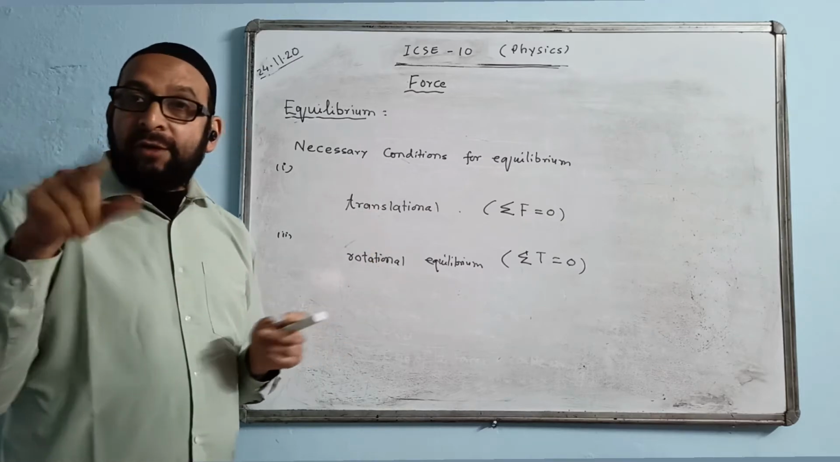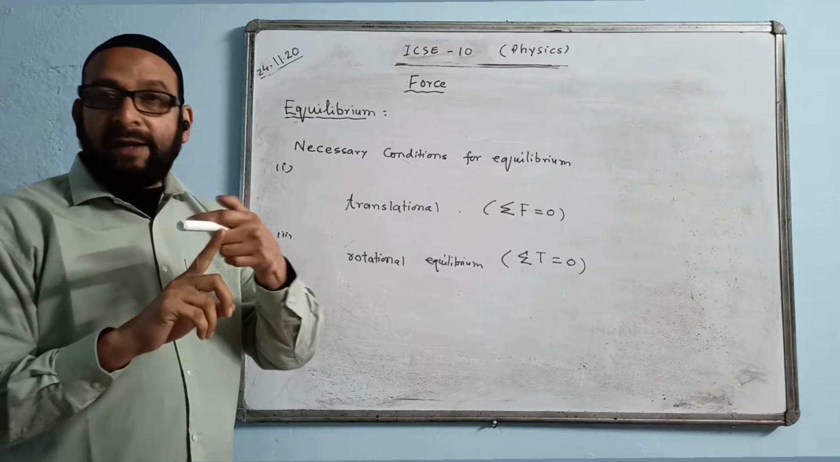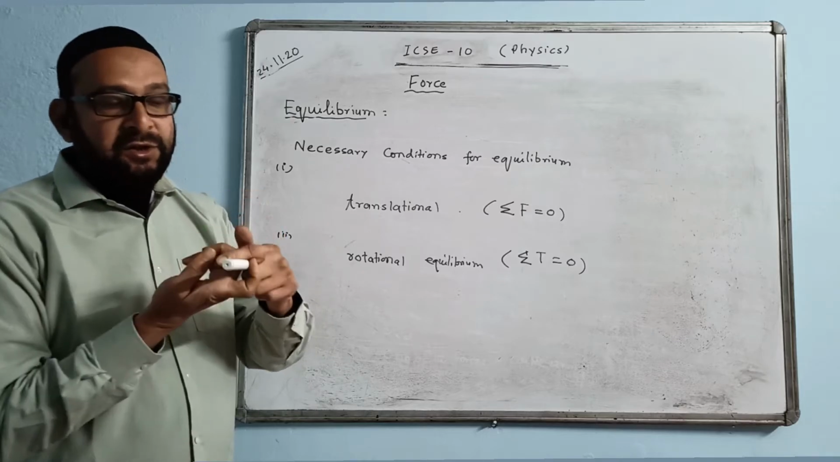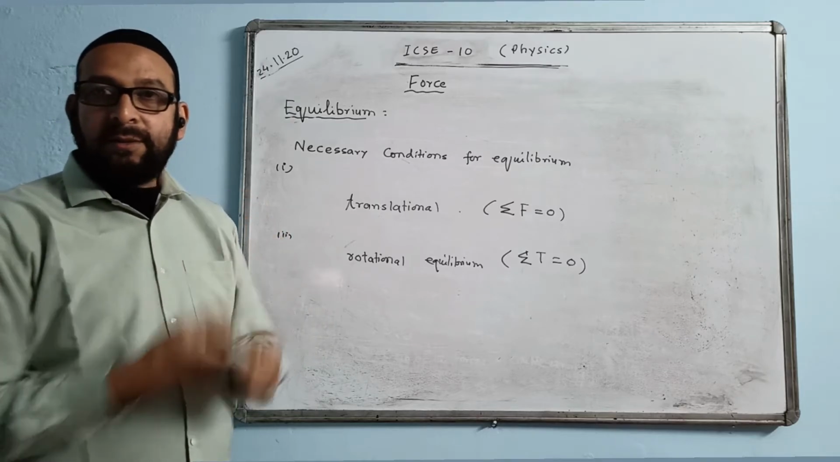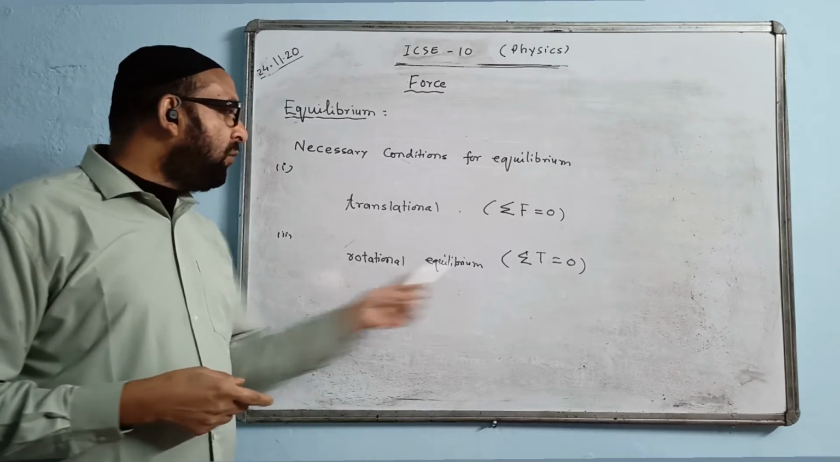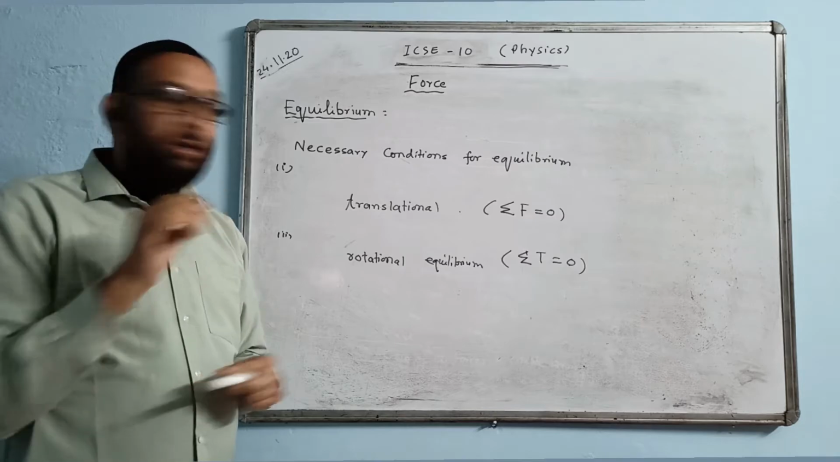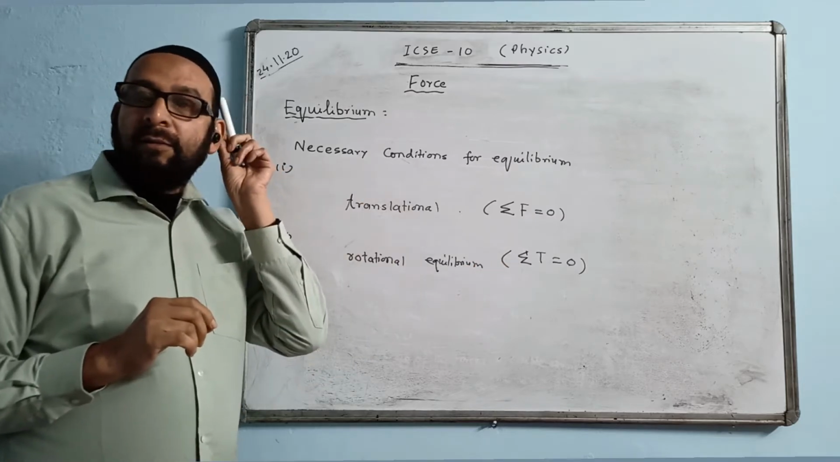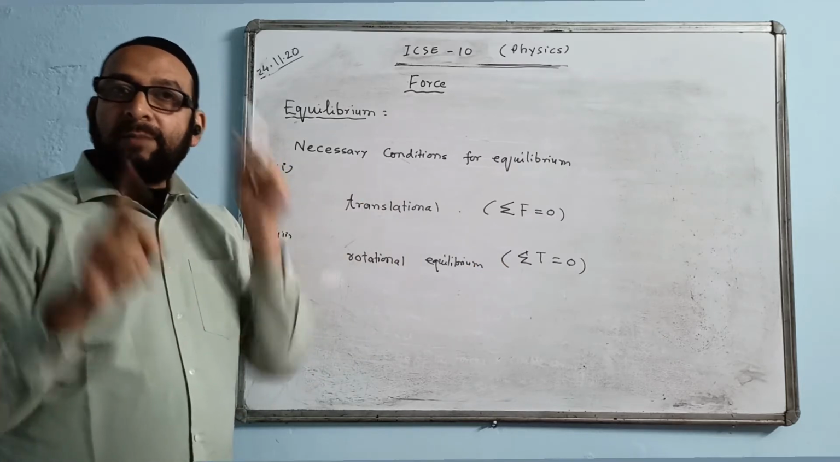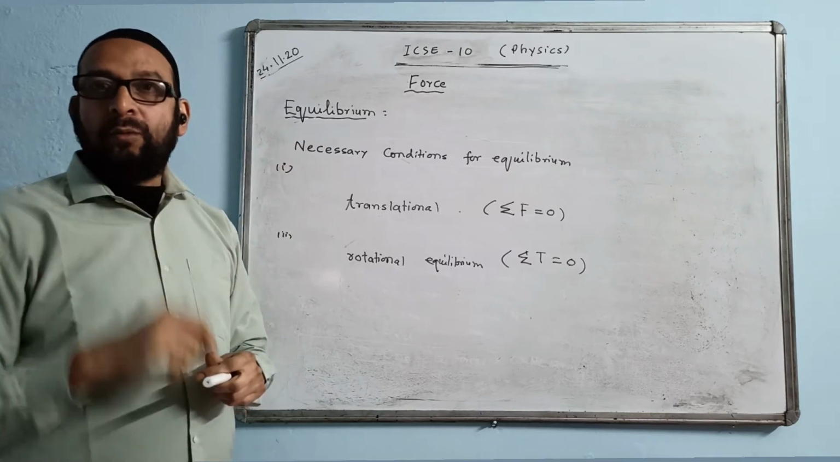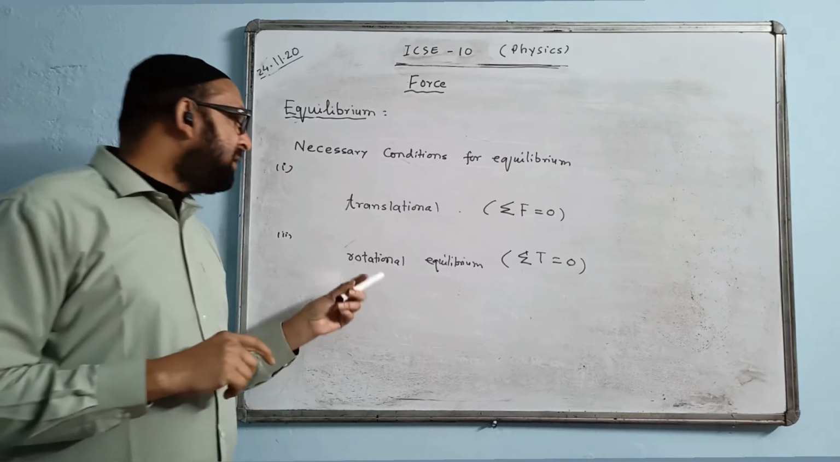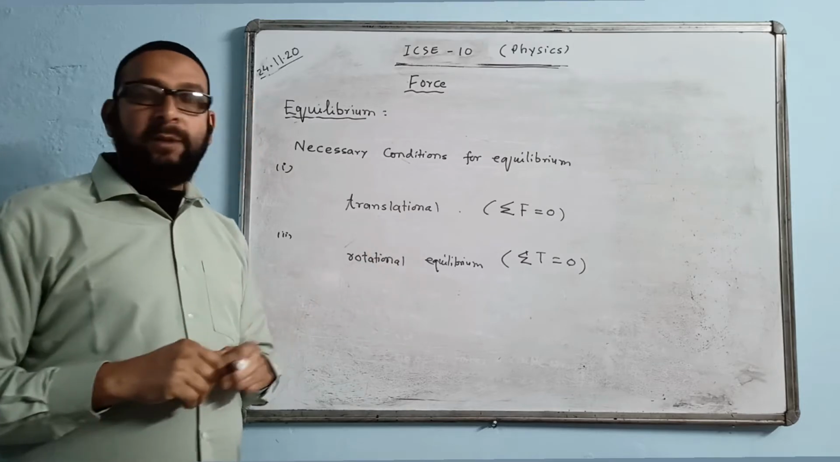If a body is pivoted about a point, pivoted means clamped, or hinged somewhere, then you have to go for this condition. The total moment of force, or the total amount of torque acting on the body about the pivoted point, must be 0. That is the necessary condition for rotational equilibrium.